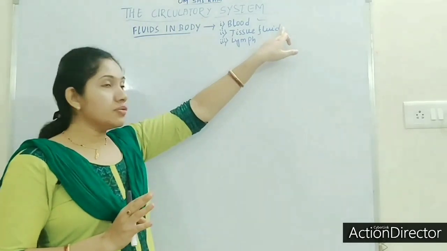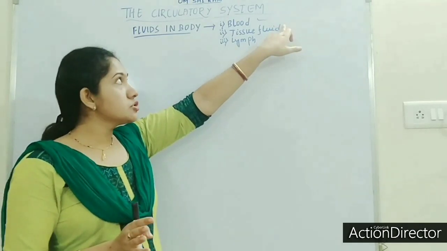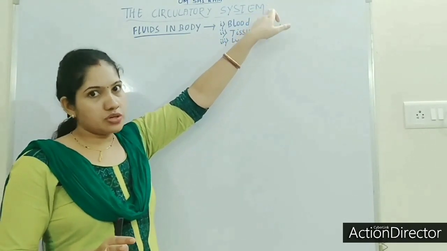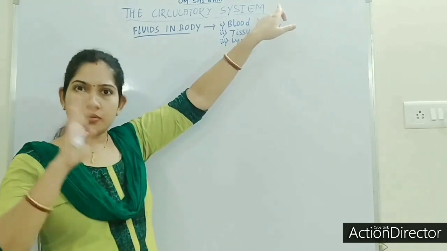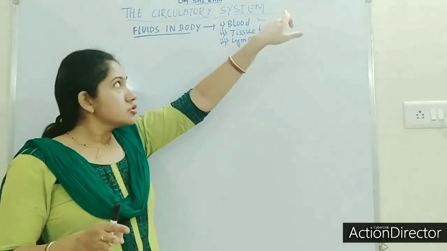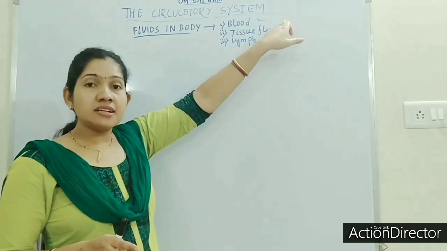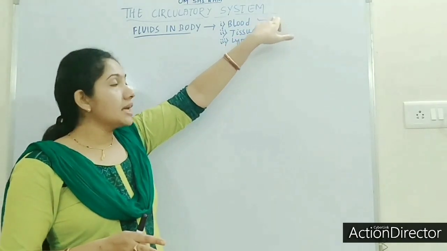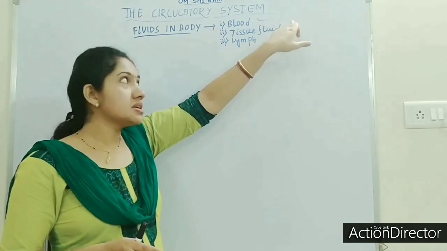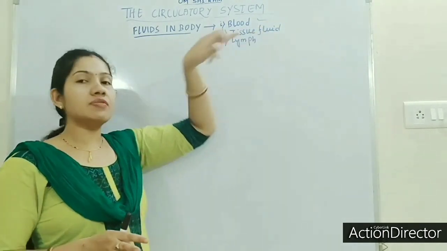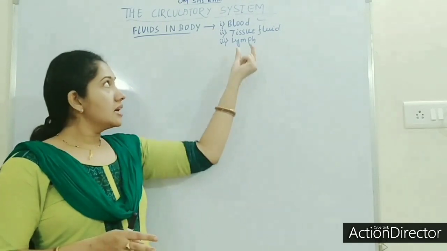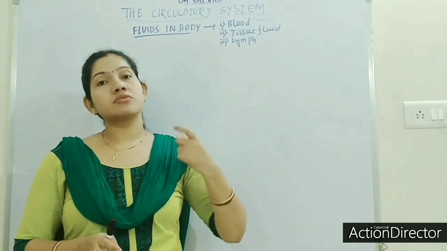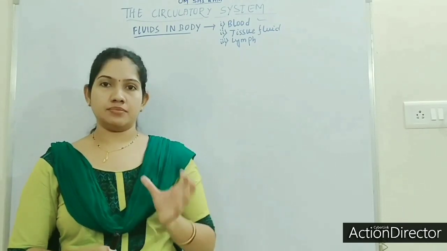What is the work of tissue fluid? Blood vessels carry blood, and blood carries nutrients, and those nutrients need to be transported to the whole body. So tissue fluid acts as an intermediate between blood and lymph, meaning it will take the nutrients and waste material from the blood and give them to the lymph. And lymph is another fluid in our body which is found inside the lymph vessels.